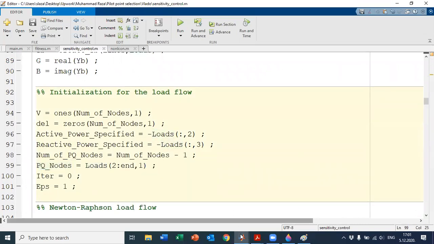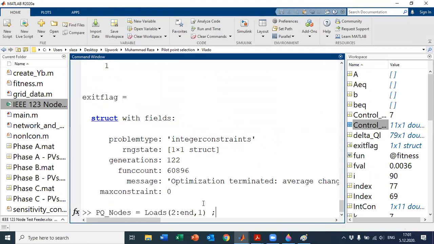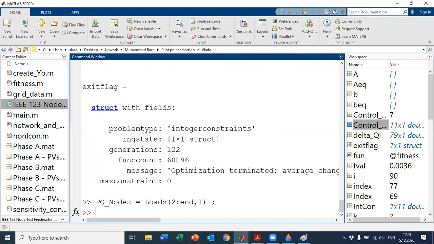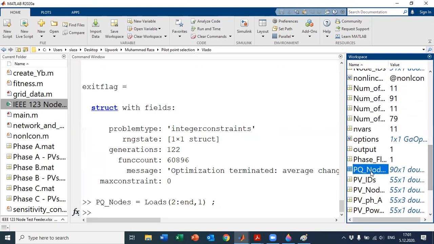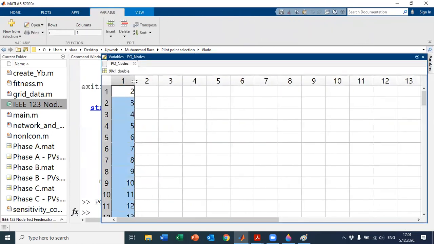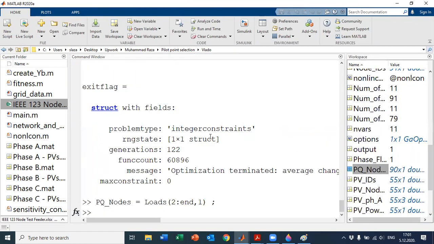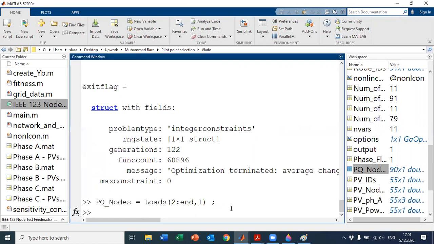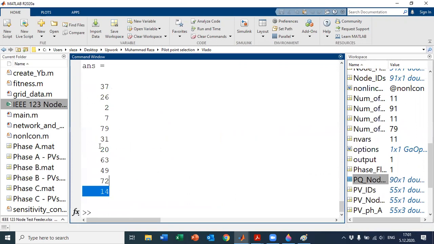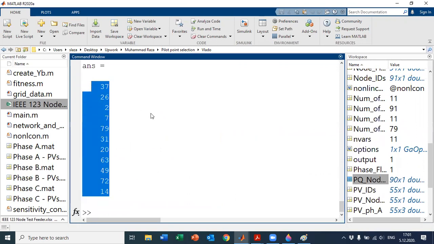So these are the PQ nodes of our grid. Let me show you that. If we open them in the workspace, these are the nodes of the network which are considered as PQ nodes. We have 90 PQ nodes in the network, 11 control nodes, and 1 slack node, which is the number of nodes we have, and the nodes which are real control nodes are obtained as PQ nodes of X, and these are the nodes which are selected as the pilot nodes.